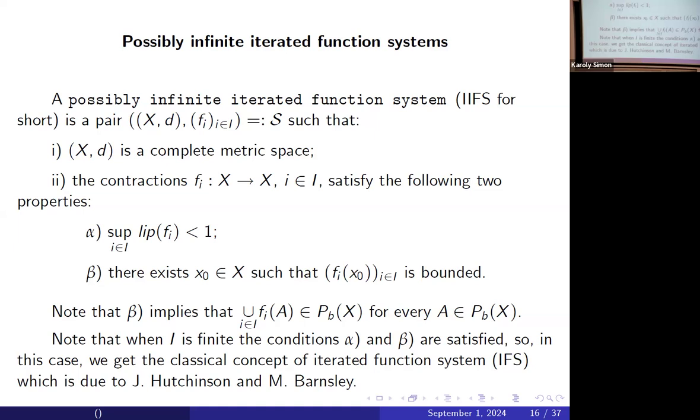Also, I want to emphasize that this condition beta implies the following. If I take a bounded subset of X, then the union of the images of this set through the functions Fi is a bounded set.